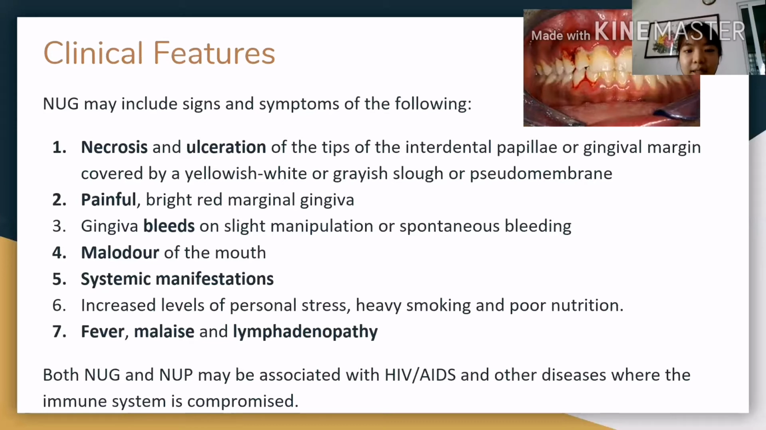Both necrotizing ulcerative gingivitis and necrotizing ulcerative periodontitis may be associated with AIDS or other diseases where the immune system is compromised. However, similar features but having more intense pain with periodontal attachment and alveolar bone loss may be seen in necrotizing ulcerative periodontitis.